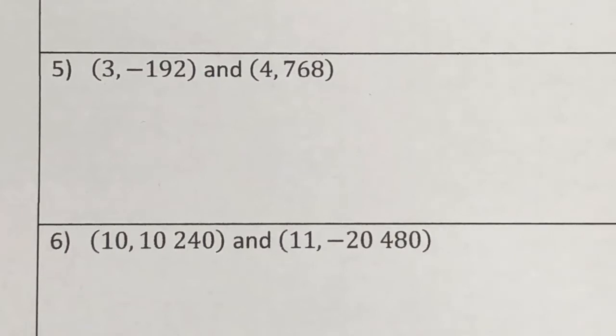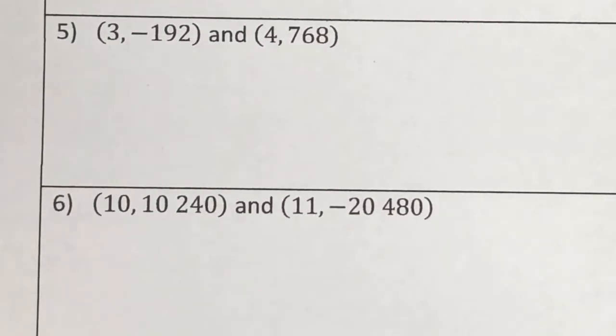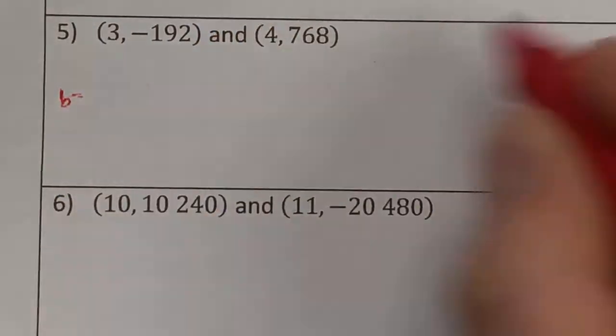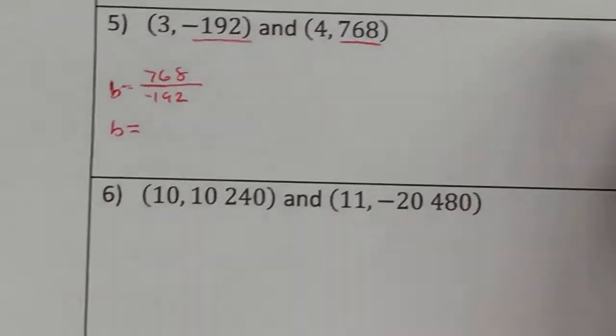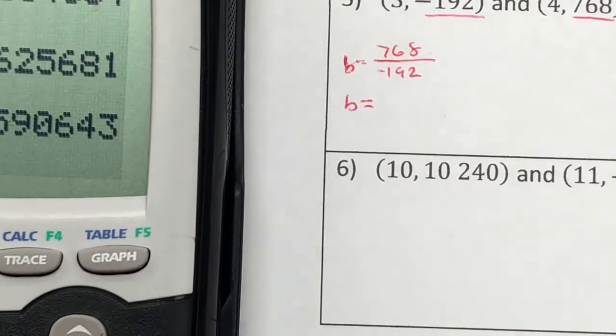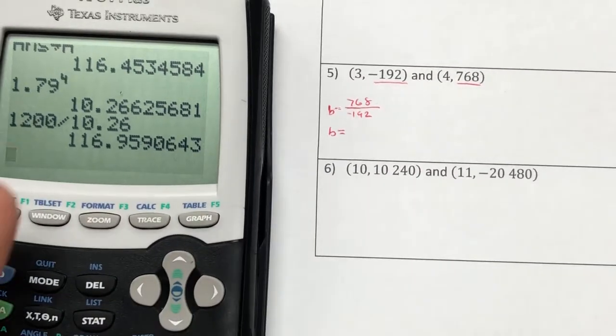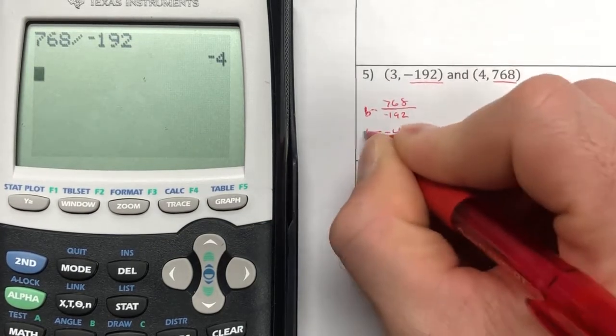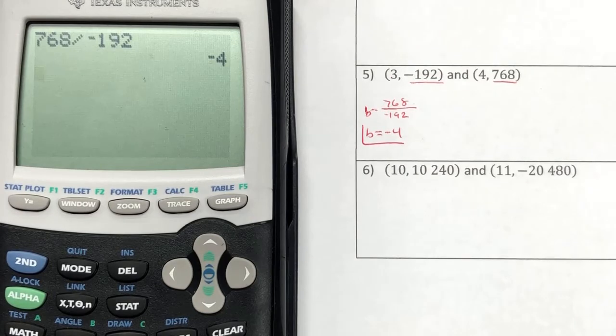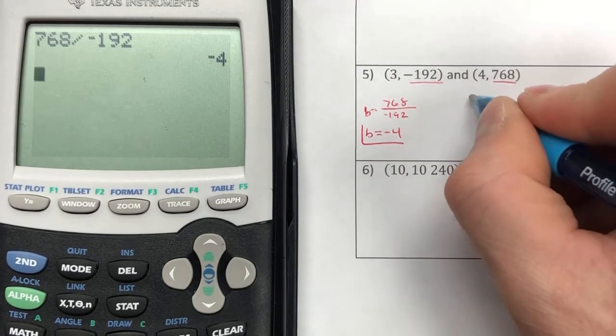Okay. So now that you've had a shot at this, let's take a peek. I know my b value is equal to y2 divided by y1. I have 768 divided by negative 192. Let's go ahead and clear all this. So I have 768 divided by negative 192, and I get negative 4. Okay, I don't need to store that. I can just jump into the next one.